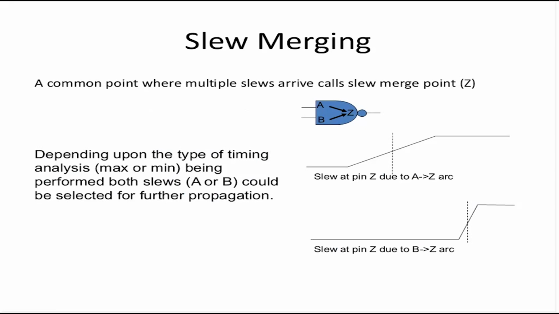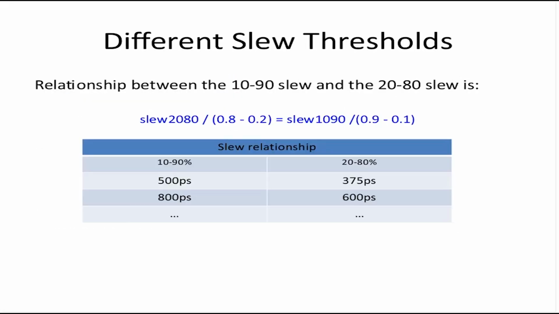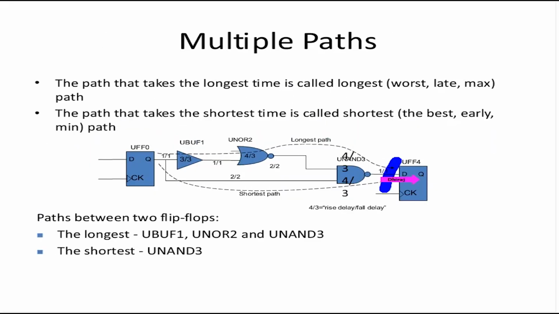We saw what problems can happen during transition calculation. One is the slew merging. This is one good thing to know. Second, there can be different slew thresholds. And then we saw that there are multiple paths, and for each path PrimeTime will calculate the worst path, the longest path, and the best path, which is the shortest path. The worst path is used for the setup check. The best path is used for the hold check.